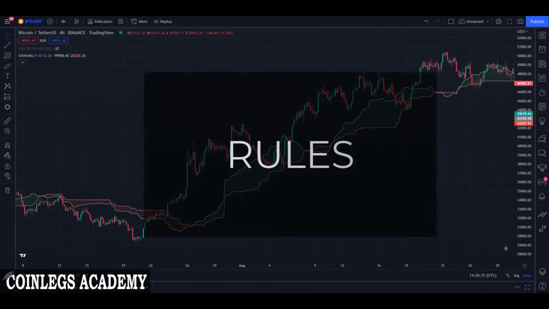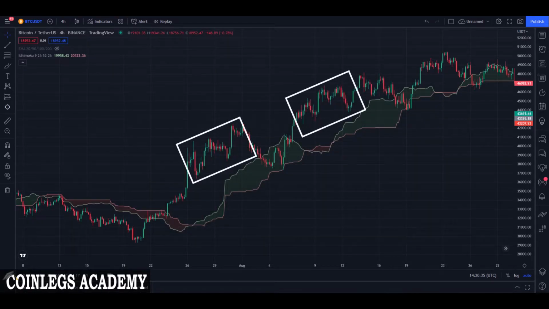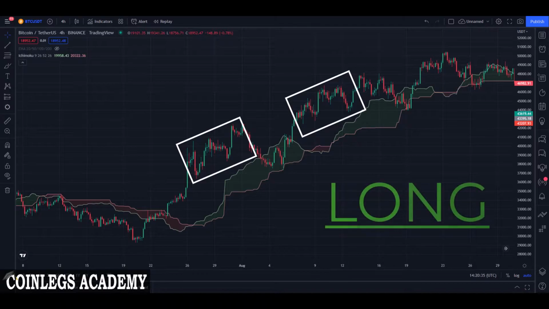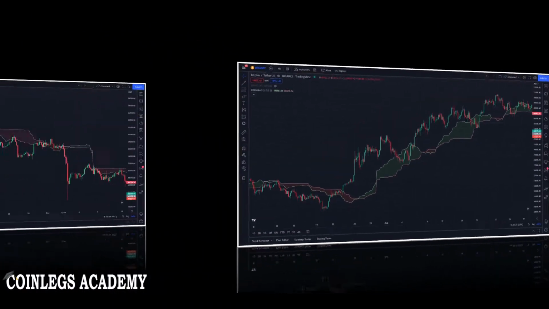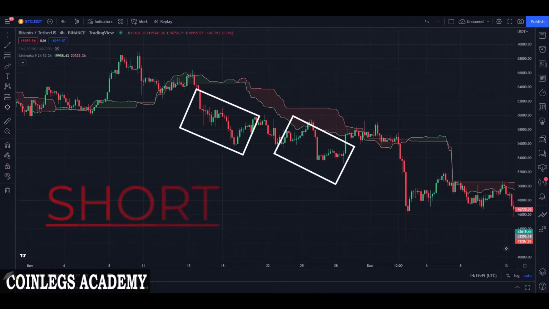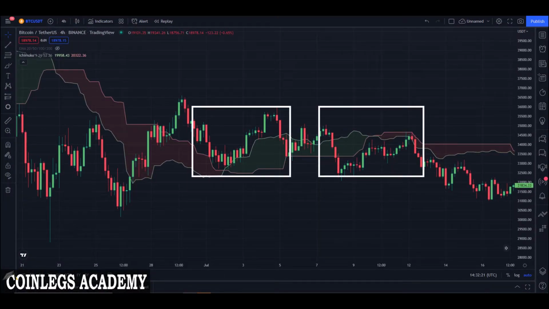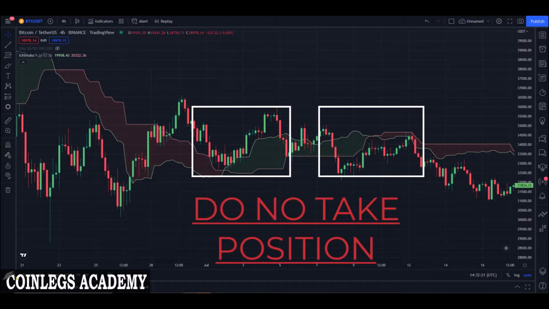Now, the Ichimoku Cloud has some rules. If the candles are above the cloud, you will only get long signals. If the candles are below the cloud, you will only get short signals. And the most important rule, if the candles are inside of the cloud, you will not take positions.